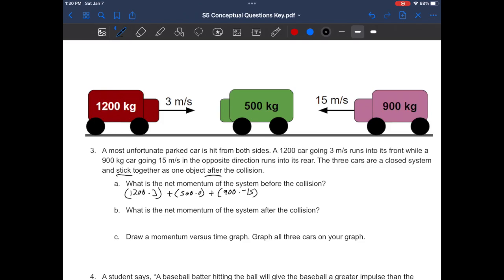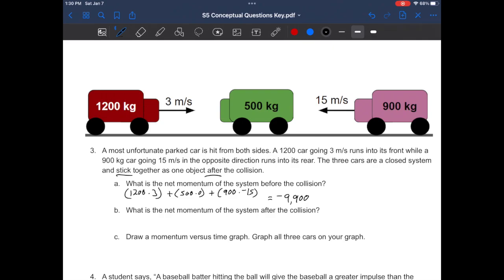Let's put that in a calculator, see what we get. Looks like it's going to come out to negative 9,900 kilograms meters per second, because we're multiplying mass times velocity.